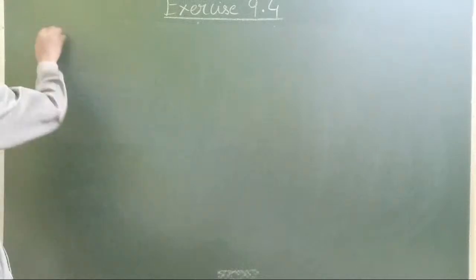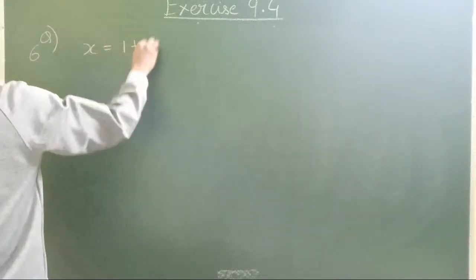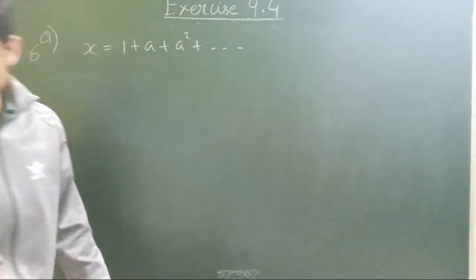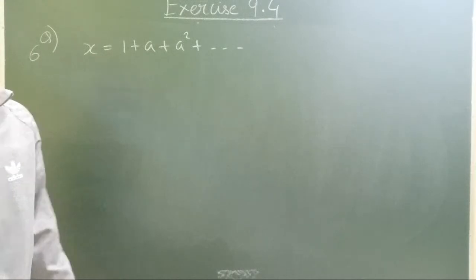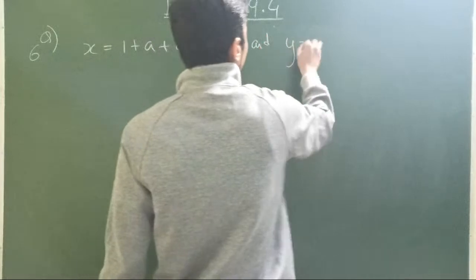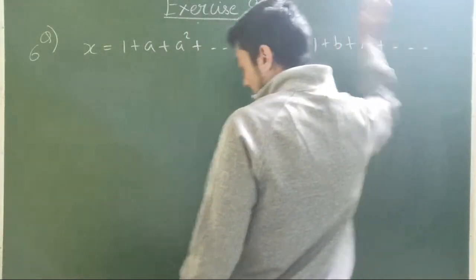Let x equal to 1 plus a square plus dot dot dot. Okay, that's x. And I'll just do it here. And y is equal to 1 plus b square plus dot dot dot, infinite.